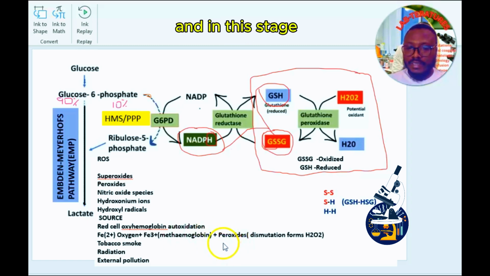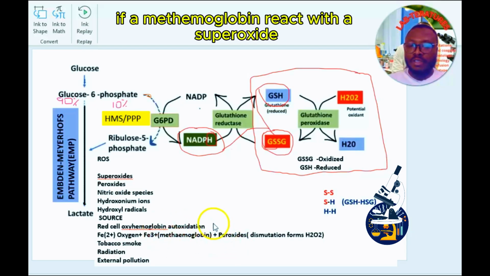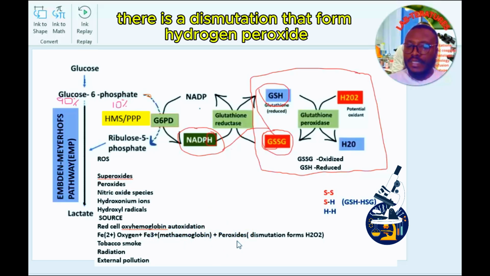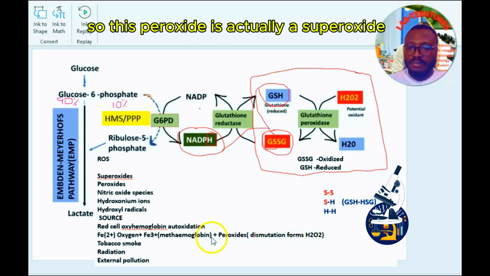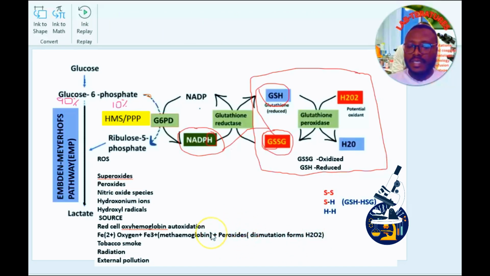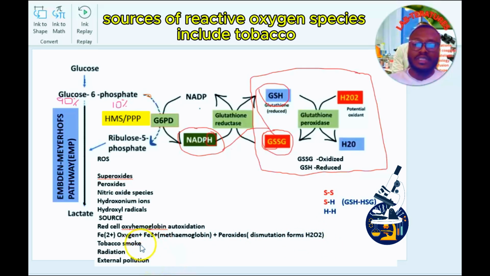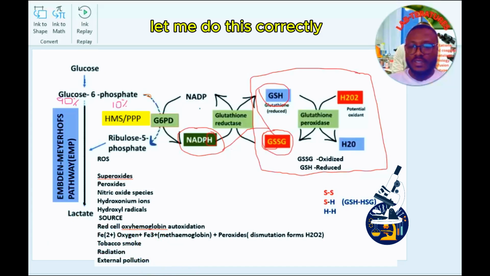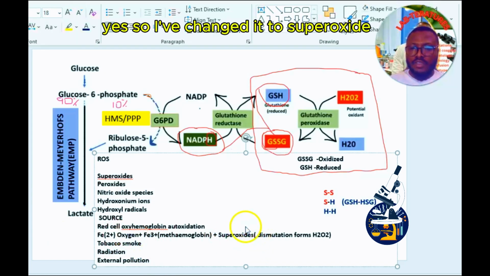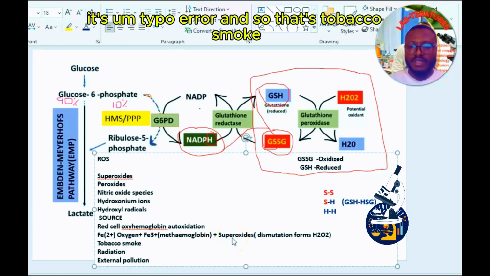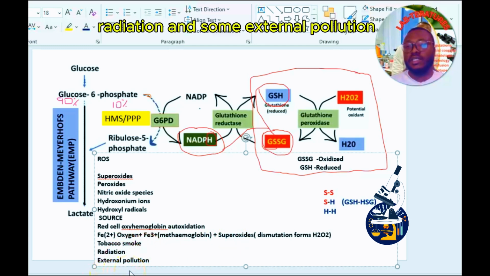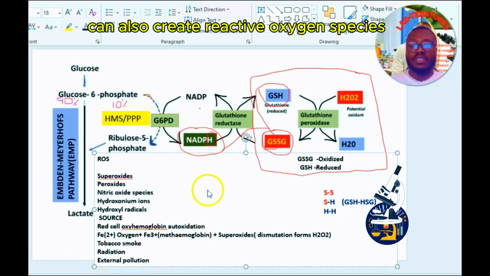And in this stage, if a methemoglobin reacts with a superoxide, there is a dismutation that forms hydrogen peroxide. So this peroxide is actually a superoxide, and the dismutation creates the hydrogen peroxide on here. Sources of reactive oxygen species include tobacco. Let me do this correction. Yeah, so I've changed it to superoxide. That was actually a typo error.